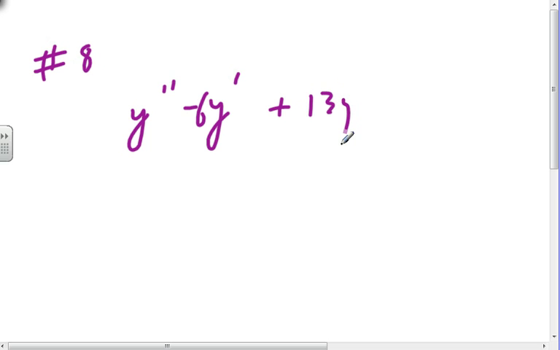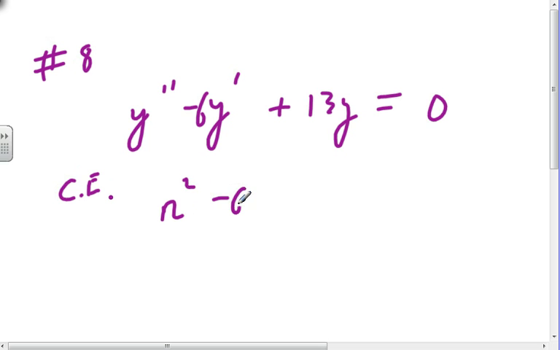Okay, so we'll look at problems going to 49. So we'll solve problems until 4 o'clock and then switch to the next chapter. So we'll look at 8 first, just to have some place to start. So I've got y double prime minus 6y prime plus 13y is equal to 0. And I have a characteristic equation.